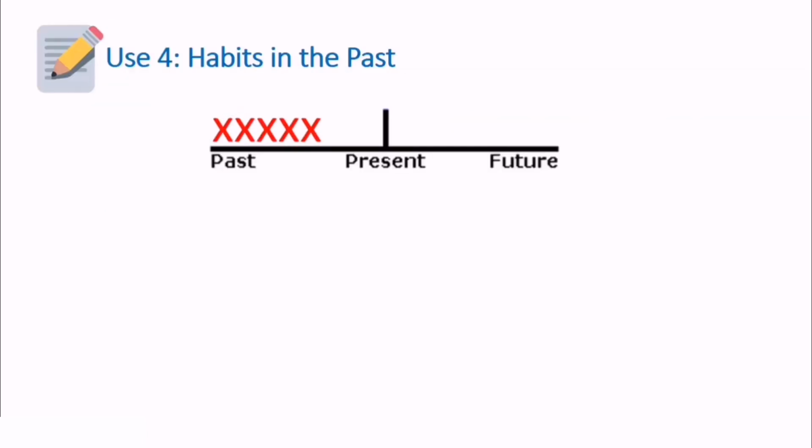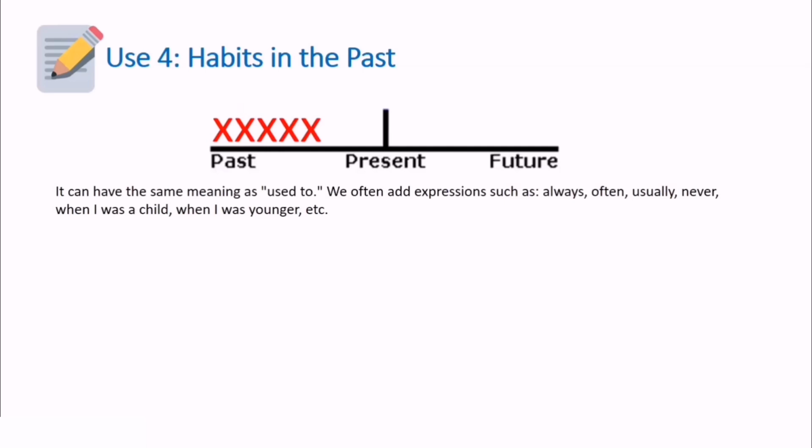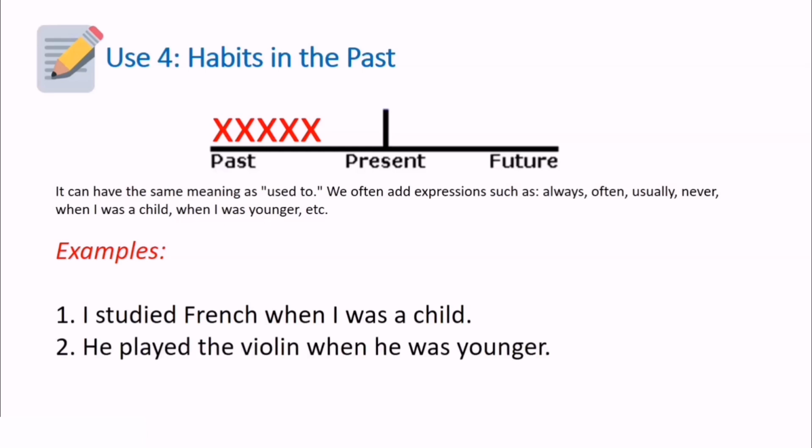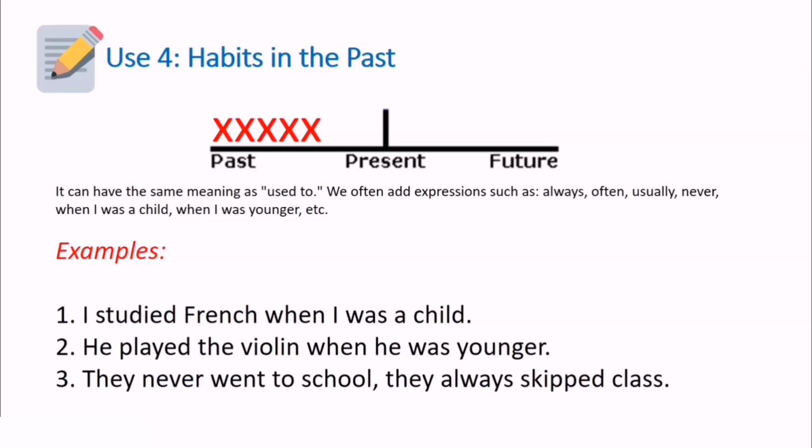The simple past can also be used to describe a habit which stopped in the past. It can have the same meaning as used to. To make it clear that we are talking about habit, we often add expressions such as always, often, usually, never, when I was a child, when I was younger, and more. Here are some examples. I studied French when I was a child. He played the violin when he was younger. They never went to school. They always skipped class.